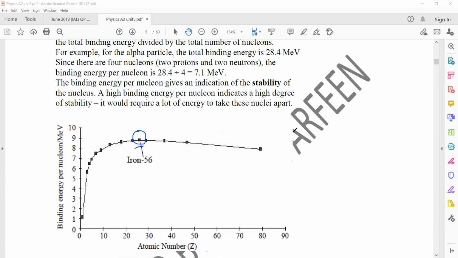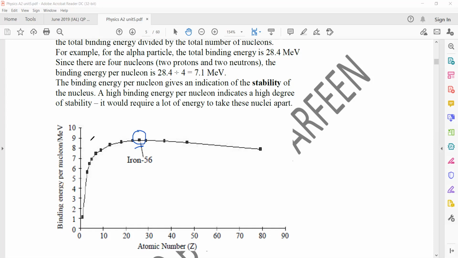So how to get the mass? First we'll find the mass defect, like mass of particles outside the nucleus and mass of the nucleus. When we take the difference, we'll get the mass defect, and then that divided by the number of nucleons, we'll get the binding energy per nucleon.